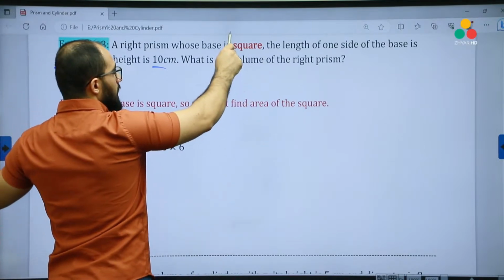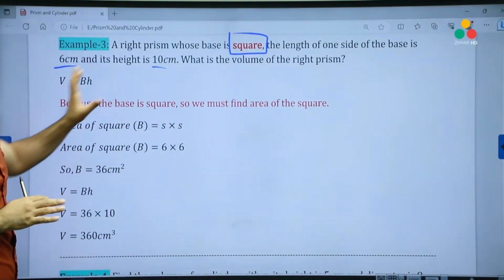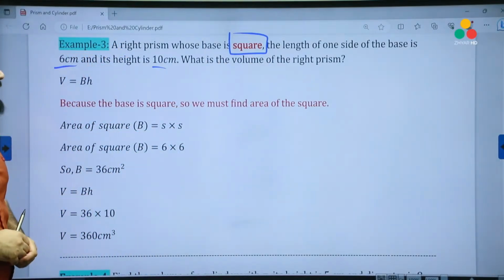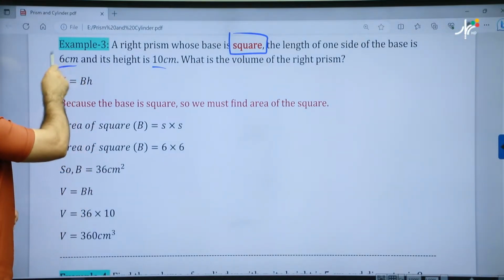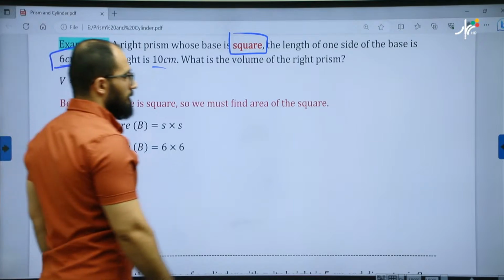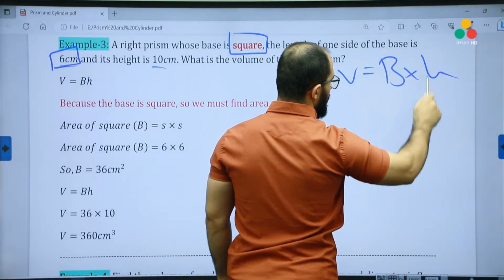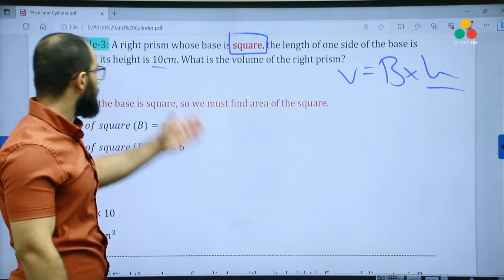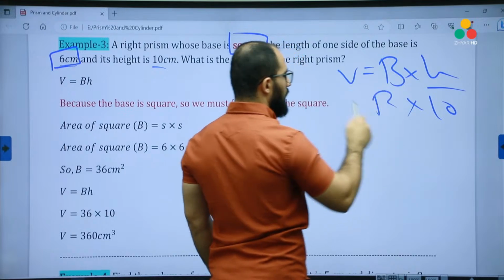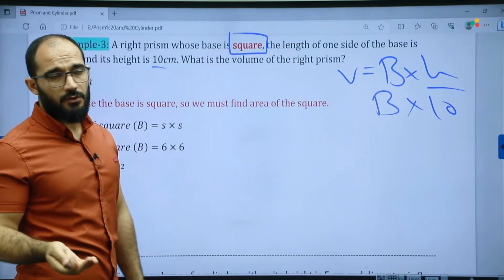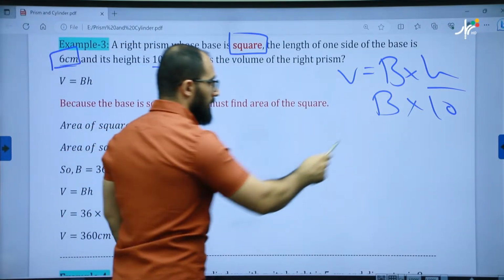The first point that you have to notice is the base, because all the work is on the base. The base is square. The length of the side of the square is 6 centimeters. V is equal to B times H. Do we have H? Of course we have it. It is 10. So write down 10 times B. But do we have B? Of course we don't have it. We have to find it because the base is square.